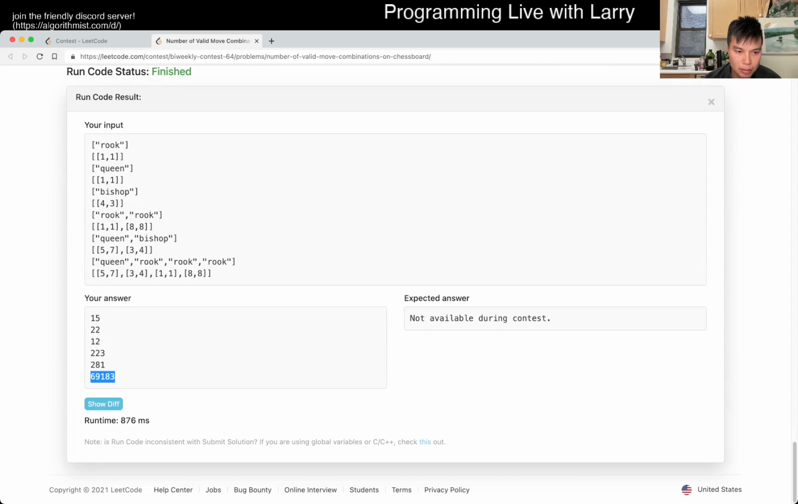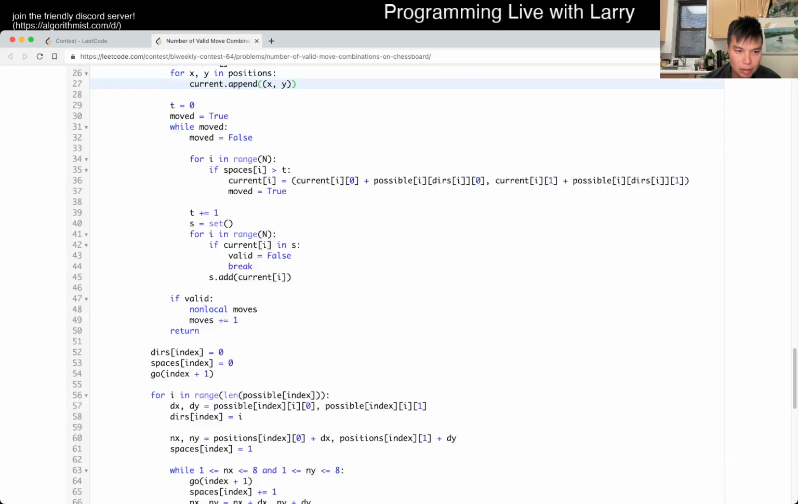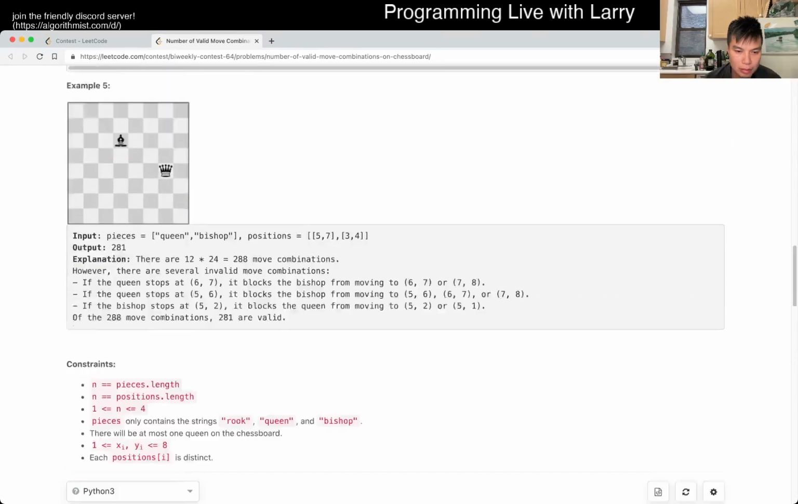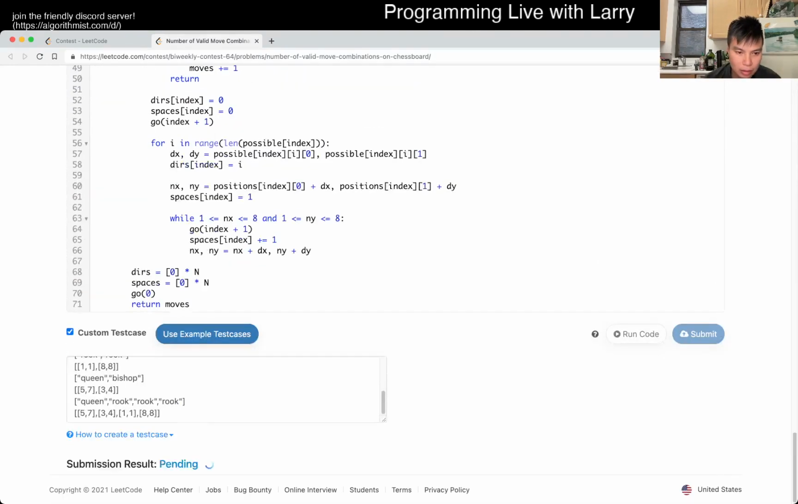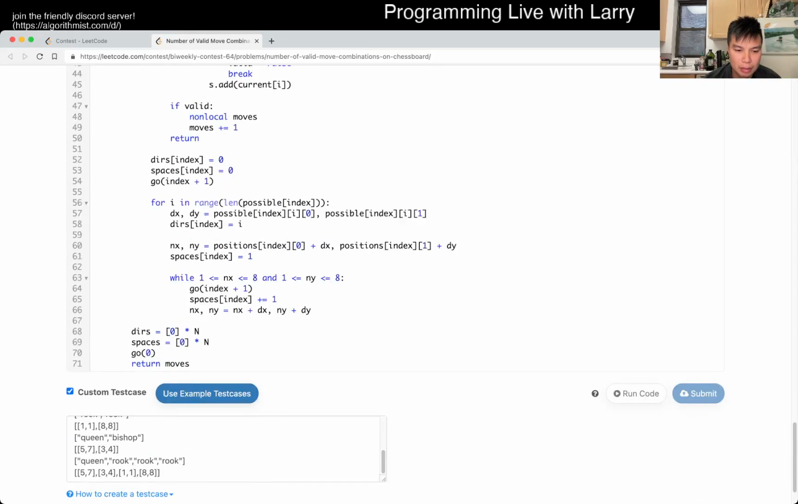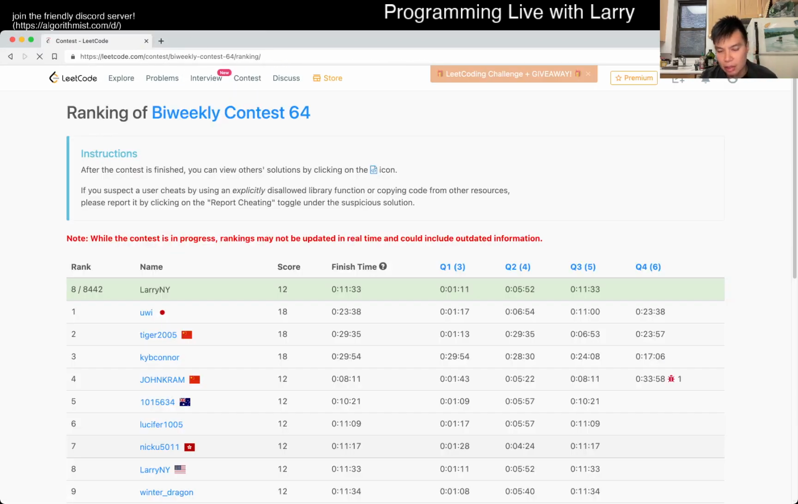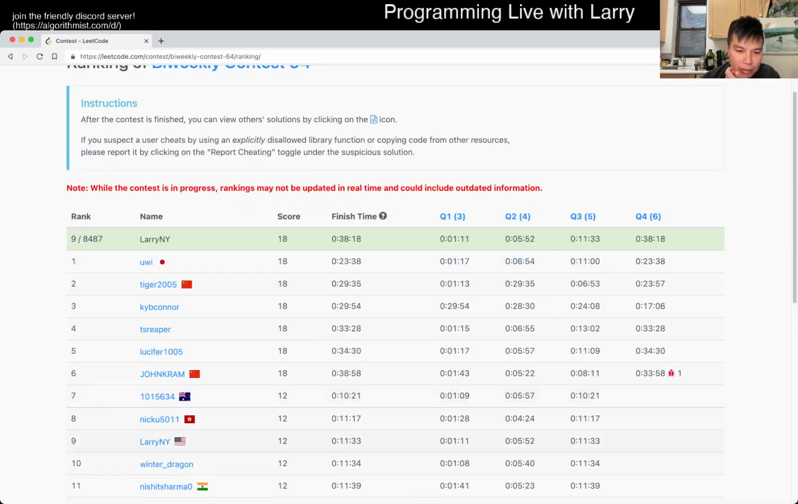This is much faster. Is it enough for me to YOLO? Let's give it a YOLO. May still be too slow, to be honest. It is fast enough. Okay. I didn't think that move would make that much of a difference.